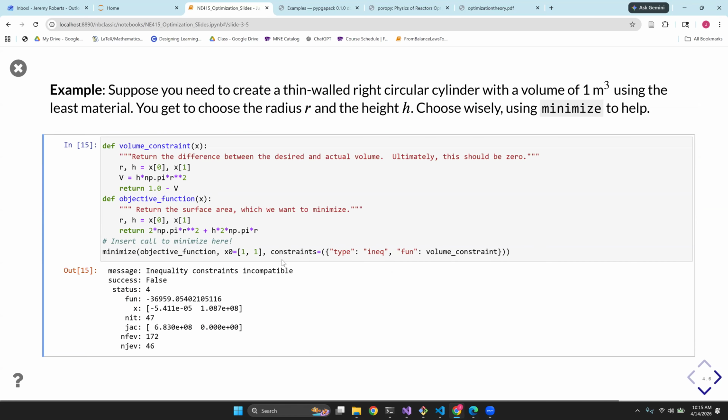Oh, inequality constraints incompatible. Why is that? Well, if I gave it a 1 and 1, I put that into my volume constraint, I'm going to get 1 minus pi, and that won't be less than. Oh, this is not an inequality. That should be an equality constraint, right? Let's see if that changes it. Rank deficient equality constraint. Okay.